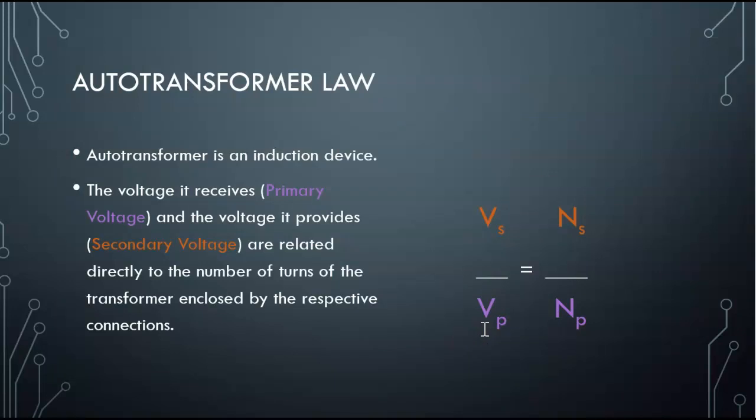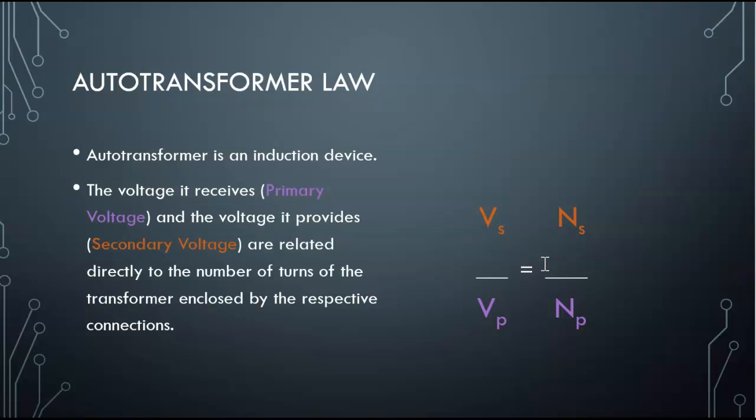So the autotransformer law: an autotransformer is an induction device. The voltage it receives, the primary voltage, and the voltage it provides, the secondary voltage, are related directly to the number of turns in the transformer enclosed by the respective connections. So you can see voltage secondary over voltage primary is equal to the number of turns secondary over the number of turns primary. If you need to solve, it's the same thing as the inverse square law, but no square. So use cross multiply and divide.